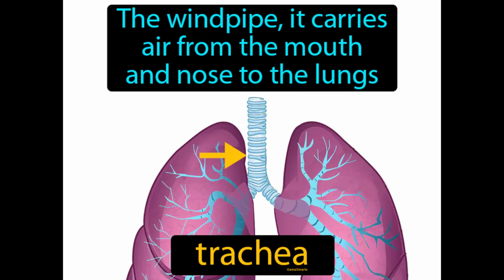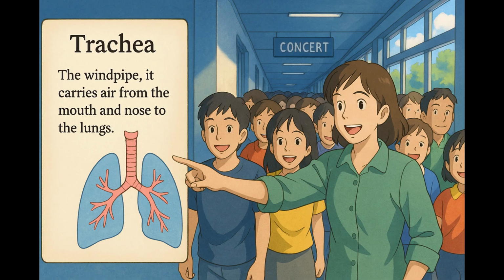The windpipe, it carries air from the mouth and nose to the lungs. Trachea. The trachea is a tube in your throat that helps you breathe by moving air to and from your lungs. Imagine trying to get a large crowd through a narrow hallway during a concert.